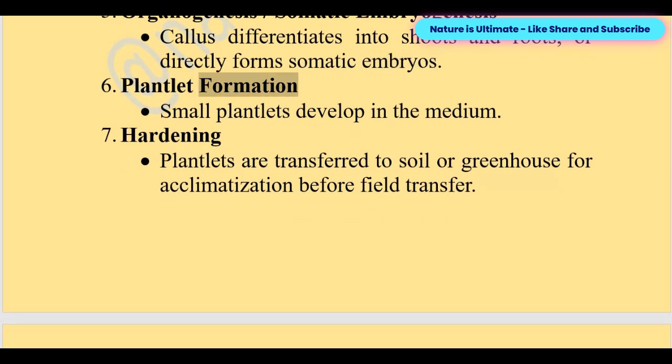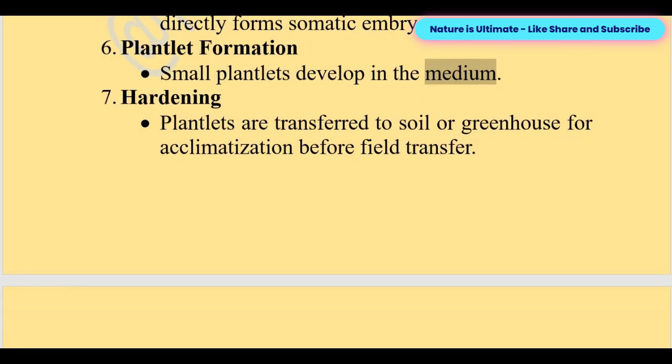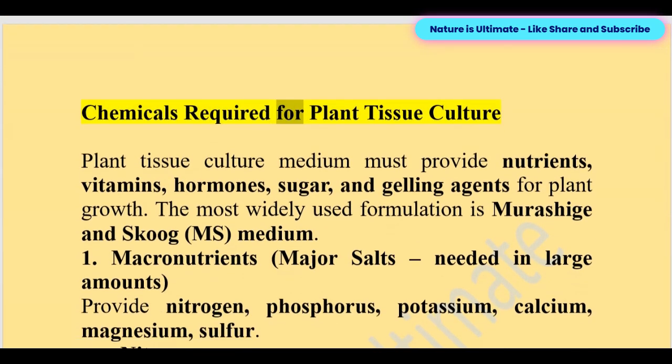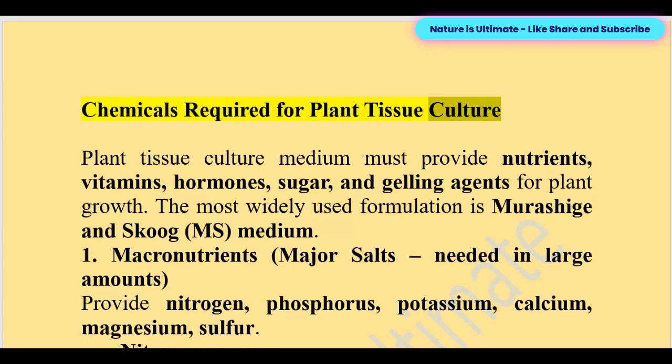Plantlet formation. Small plantlets develop in the medium. Hardening. Plantlets are transferred to soil or greenhouse for acclimatization before field transfer. Chemicals required for plant tissue culture. Plant tissue culture medium must provide nutrients, vitamins, hormones, sugar, and gelling agents for plant growth.